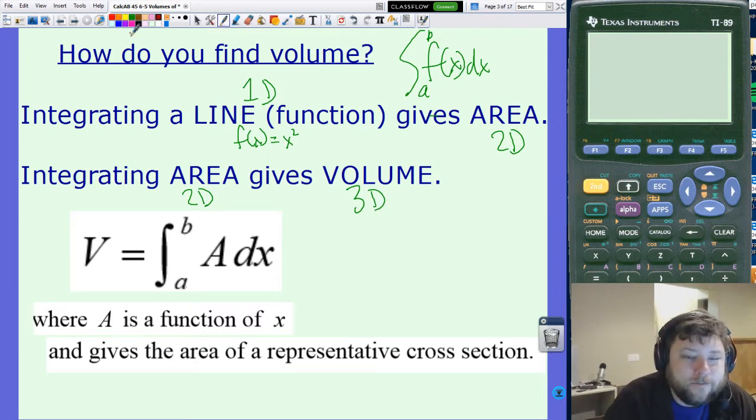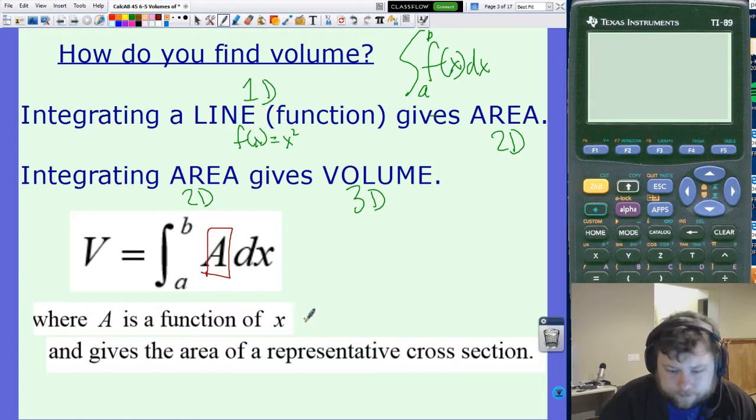Kind of. So here's the general formula. A volume V equals the integral from a to b of an area. Cool. Now, the key thing to do this is the area A right here. We need the formula for that. So A is some kind of function that represents the area.